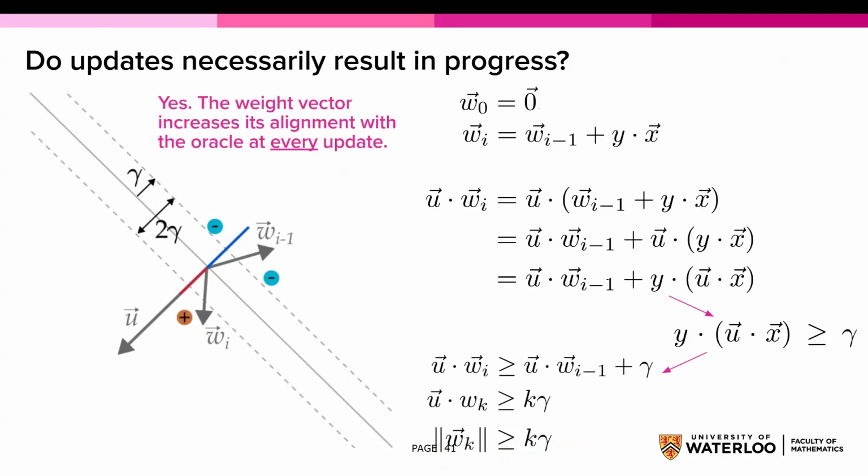Okay, so do updates necessarily result in progress? The answer is yes. And so even though we can't specify the oracle, it's really a figment of our imagination, we can still trust that our model is getting closer to finding it. We can be sure that we're getting closer to a feasible solution at every update.